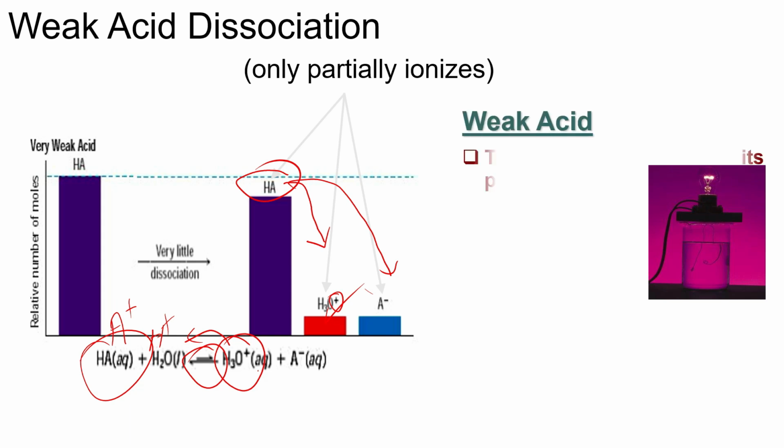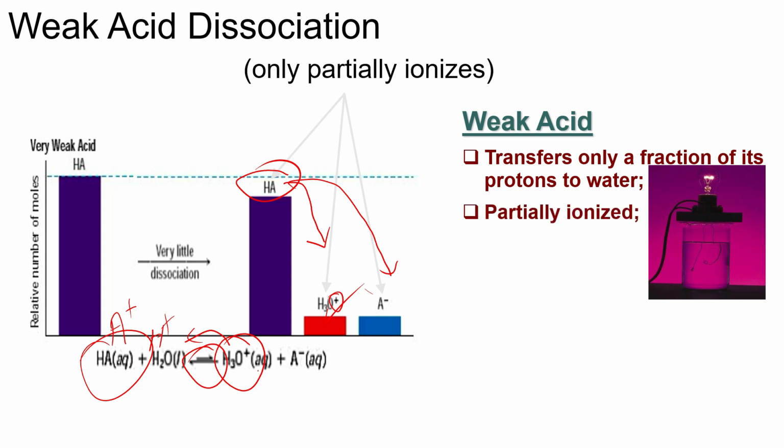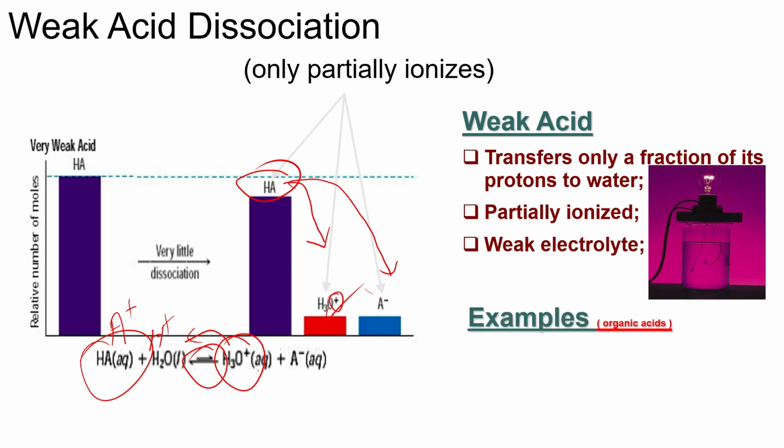Weak acids are all acids that transfer only a fraction of their protons to water. Partially ionized, weak electrolyte, passing electricity weakly or not at all. That's weak acids. Like what? Like organic acids found in tissues and cells, like acetic acid or vinegar, or ethanoic acid, lactic acid in yogurt, for example. These represent weak acids.